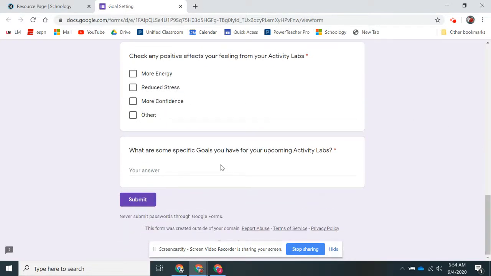What are some specific goals you have for upcoming activity labs? This question is going to ask you to think ahead now. We're going to start another hybrid cycle. What would be some goals you have? So whatever activities we're doing, what are the goals you're going to have for the upcoming grade period?